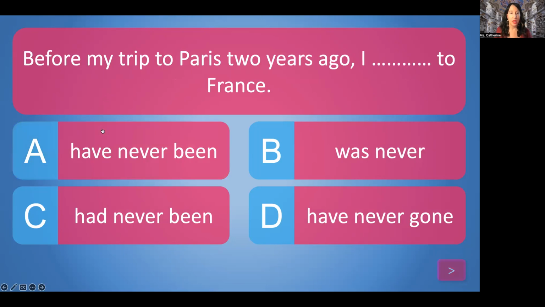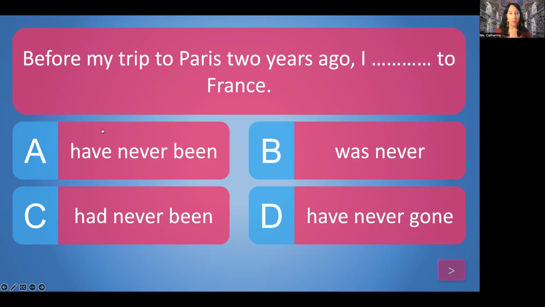How about this one? Before my trip to Paris 2 years ago, I blank France. I blank to France. Now look at your clue words. We have before my trip to Paris 2 years ago. That's one action. I blank to France. What could this be? Now this is a tough one. We might get this wrong together. Let's see. Would it be have never been, was never, had never been, or have never gone?